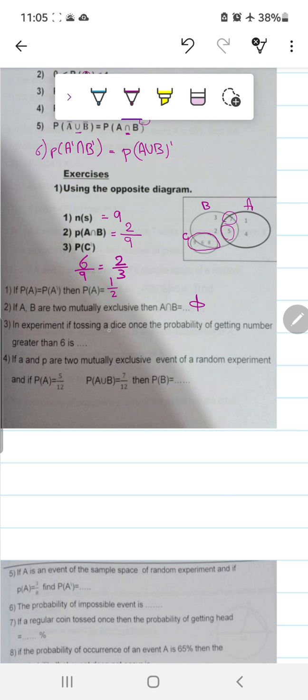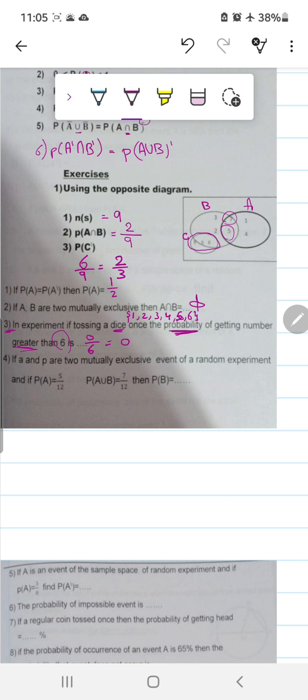In an experiment, if tossing a dice, what is the meaning of dice? Dice, here we have the sample space of it from 1 to 6. 1, 2, 3, 4, 5 and 6. Okay, the probability of getting a number greater than 6, here do we have any number greater than 6? Of course not. So we have here 0 over total 6, which is 0. Here don't say phi, here we are talking about the probability number.